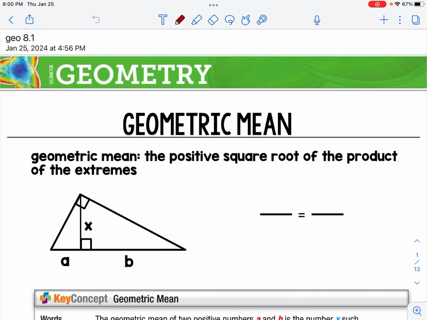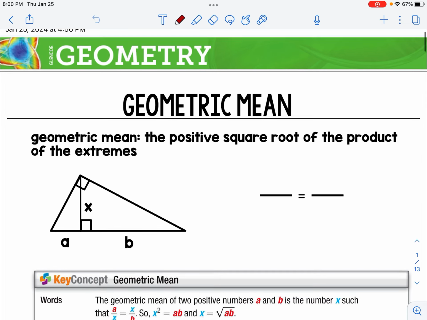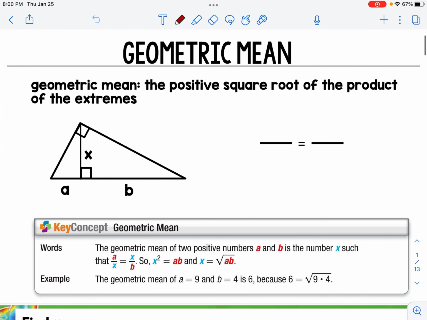All right, so this is 8.1. Learning about the geometric mean is the first part. So the geometric mean is the positive square root of the product of the extremes. So your two extremes are your A and your B value on this one. So these are your extremes right here.